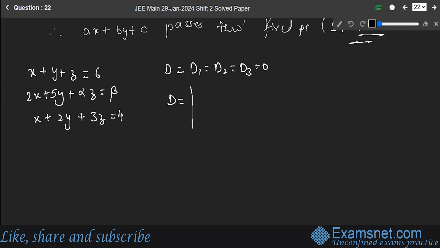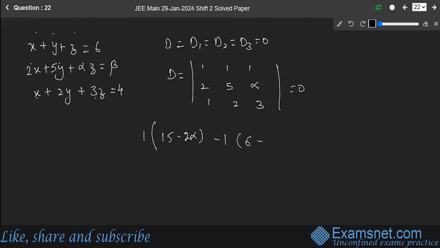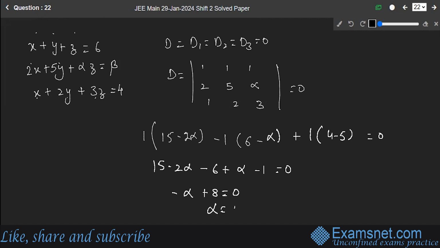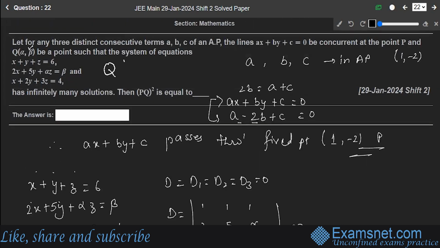So let's find D. This is given by the determinant 1, 1, 1, 2, 5, alpha, 1, 2, 3. This determinant is equal to 0. So 1 into (15 minus 2 alpha) minus 1 into (6 minus alpha) plus 1 into (4 minus 5) is equal to 0. You have 15 minus 2 alpha minus 6 plus alpha minus 1 is equal to 0. Minus alpha plus 8 is equal to 0. This gives me alpha is equal to 8. So I got the value of alpha.